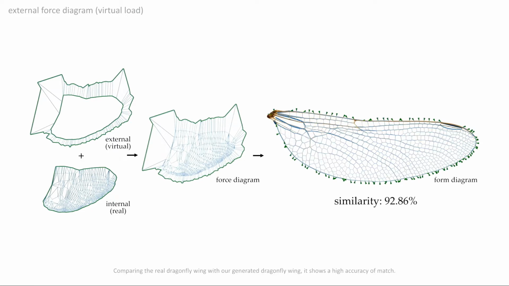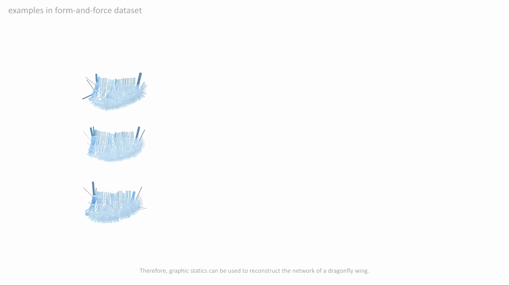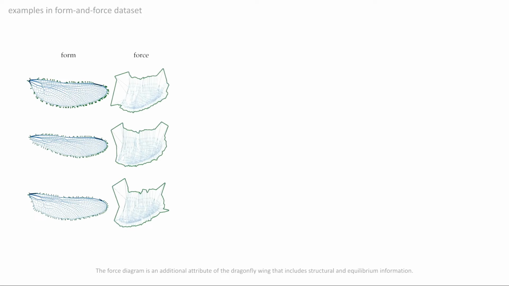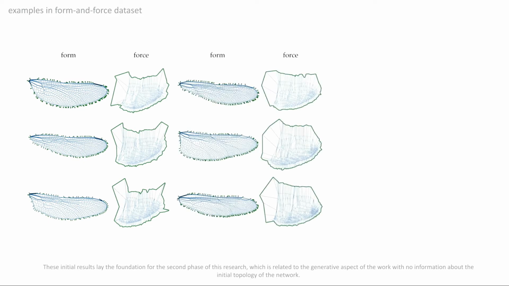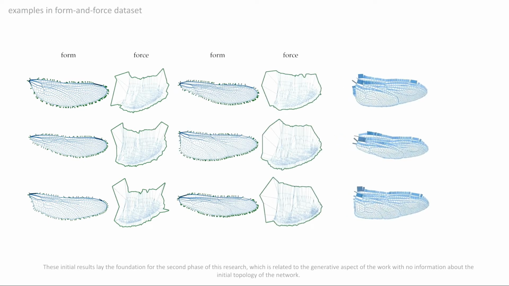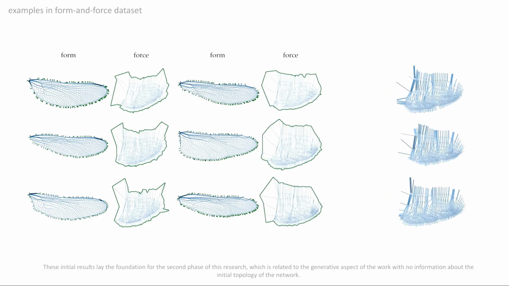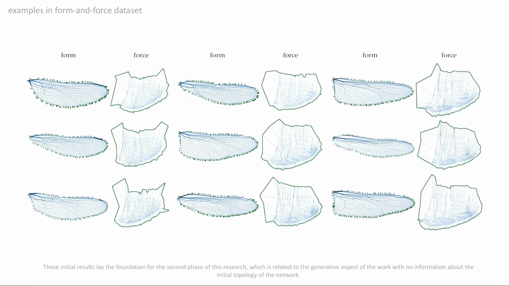Comparing the real dragonfly wing with our generated dragonfly wing, it shows a high accuracy of match. Therefore, graphic statics can be used to reconstruct the network of a dragonfly wing. The force diagram is an additional attribute of the dragonfly wing that includes structural and equilibrium information. These initial results lay the foundation for the second phase of this research, which is related to the generative aspect of the work, with no information about the initial topology of the network.